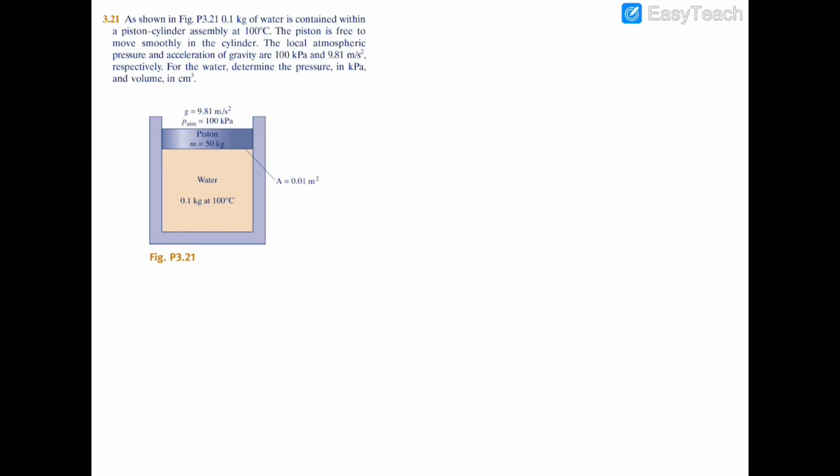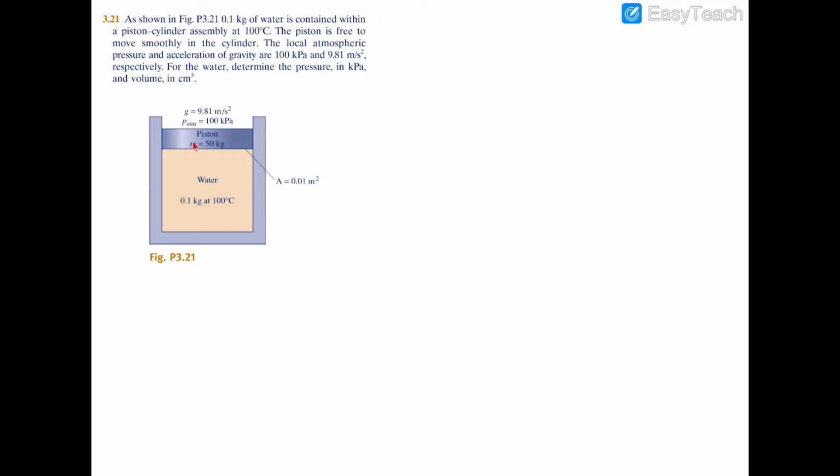Alright guys, so here we have a piston cylinder assembly. Here we have a piston with a mass of 50 kilograms, and it's acting with a gravity of 9.81 meters per second squared. Above this piston we have atmospheric pressure of 100 kilopascals, and below this piston we have a tenth of a kilogram of water at 100 degrees Celsius.